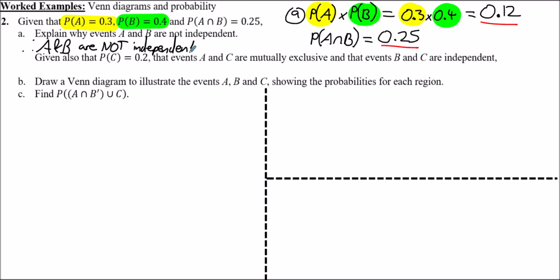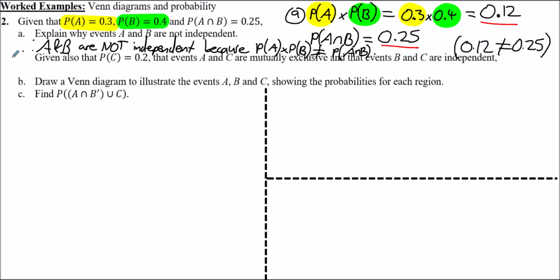And just explain something along the lines of because P(A) times P(B) does not equal the probability of A and B. So P(A) times P(B) is not the same as 0.25. So basically 0.12 does not equal 0.25. If it did, that would show they are independent. Because they're not equal, they're therefore not independent.